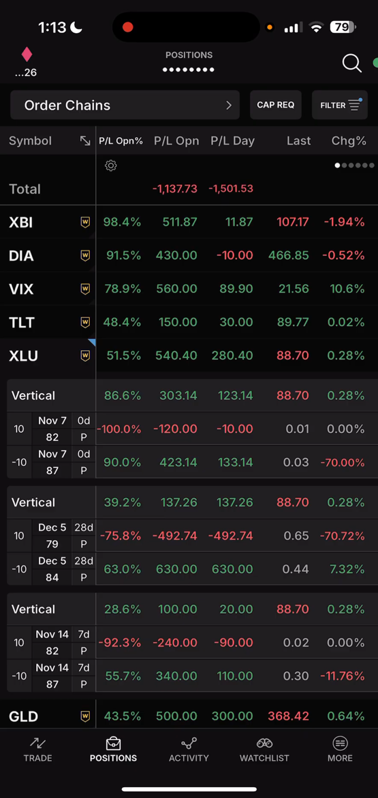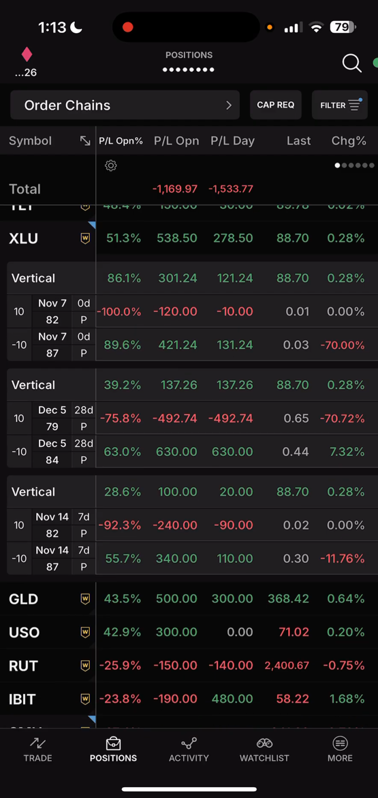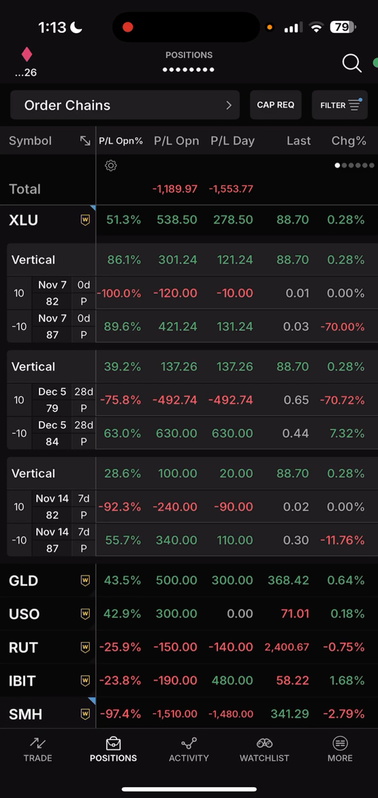So you can see in that third column what the days to expiration are. Today's November 7th. So 0D means 0 days to expiration. That means it's expiring today. For December 5th, that's 28 days to expiration. And then for November 14th, it's 7 days to expiration. So a couple things to notice here that are very important.